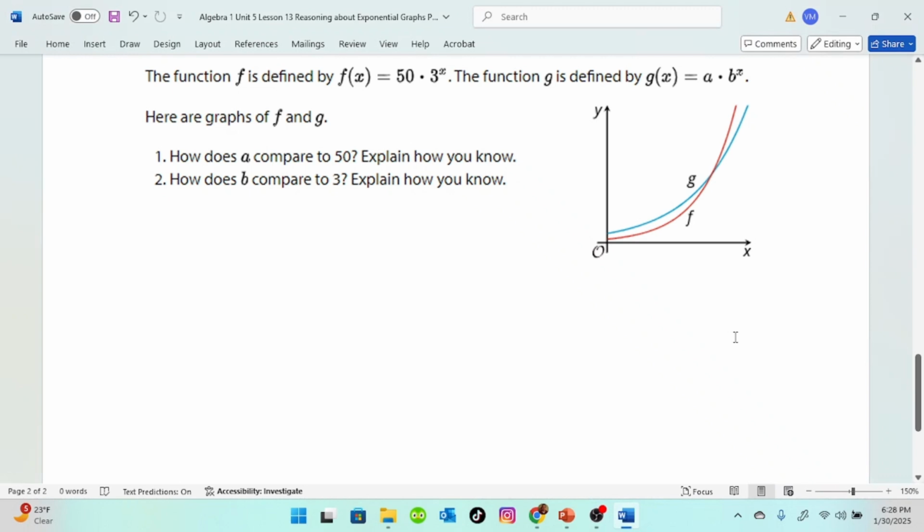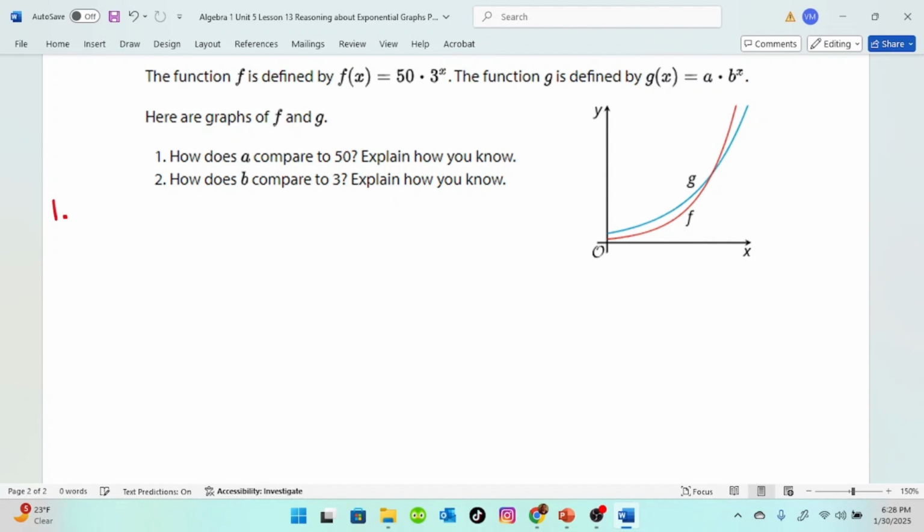Our last practice problem says the function f is defined by f of x equals 50 times 3 to the power of x. The function g is defined by g of x equals a times b to the power of x. Here are the graphs of f and g. So we can see that the red line is f and the blue line is g.